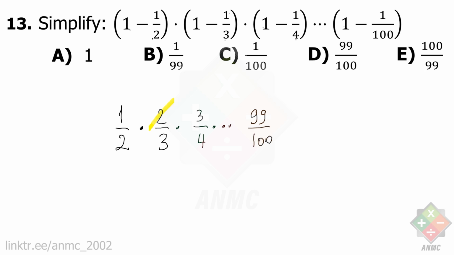Simplification time. 2 over 2, 3 over 3, 99 over 99. 4 and 4 go away. What is the remaining? On the numerator we have 1. On the denominator we have 100. 1 over 100. The answer is C.